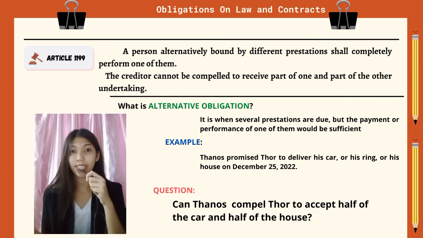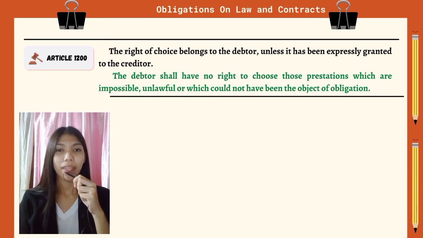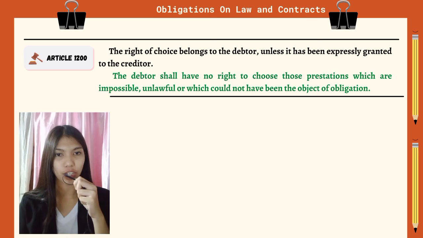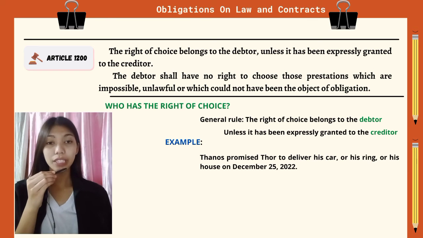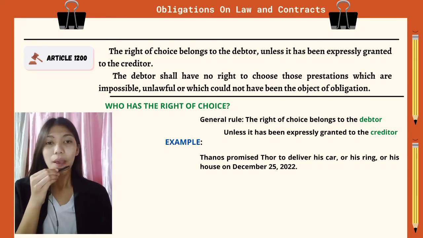So now let's move on to Article 1200. Article 1200 states that the right of choice belongs to the debtor unless it has been expressly granted to the creditor. The debtor shall have no right to choose those prestations which are impossible, unlawful, or which could not have been the object of obligation. So, sa alternative obligation, di ba kay there are two or more prestations but isa lang ang ihatag. And then, it will satisfy na dayon the obligation.